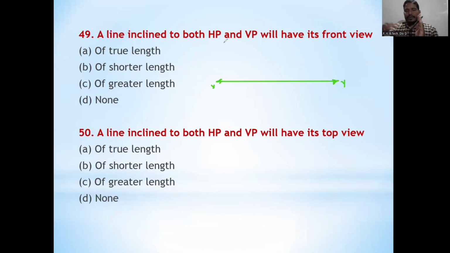In this case, its front view is also not showing its true length, and if we observe from the top view, its top view also does not show its true length. This is the line, this is the VP, this is the HP. It's making an angle with respect to the VP, and also making an angle with respect to the HP. If you observe, its front view is giving its apparent length, and its top view is also giving the apparent length.